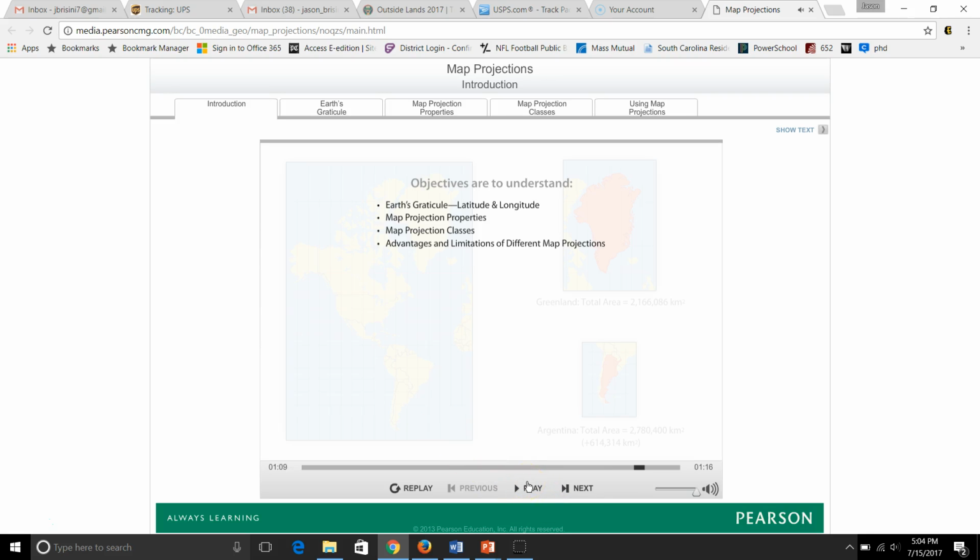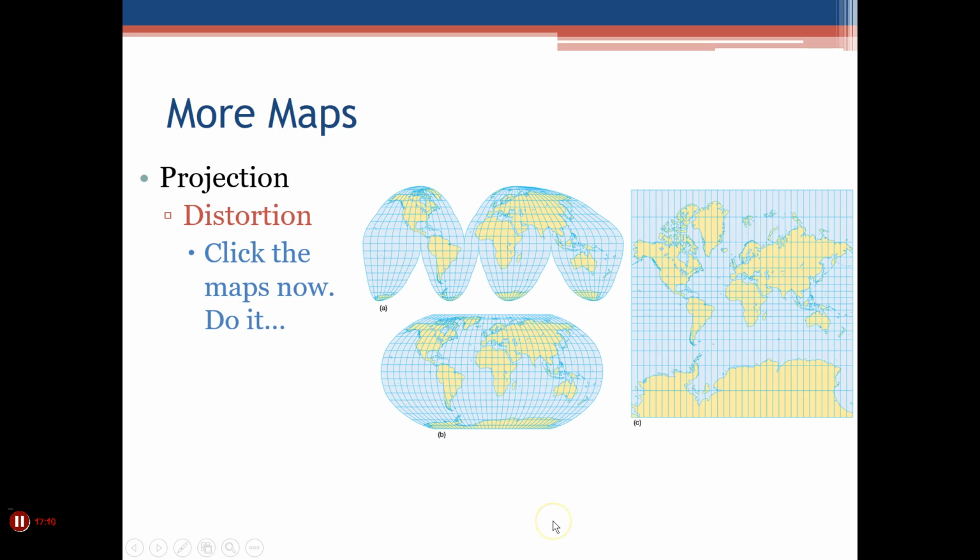That's good enough. You don't need to know that part. So the key there was when they were talking about distortion. Anytime you flatten something from the globe, something's going to be distorted. They talked about Greenland and Argentina, how the size is a little different. Those are types of distortion. And these, A, B, C, those are types of projections. Different projections have more distortion than others.